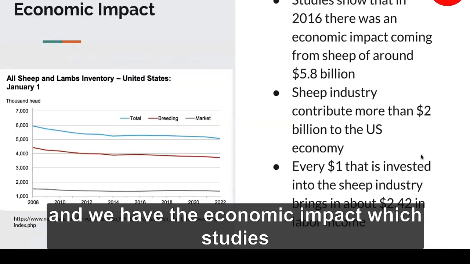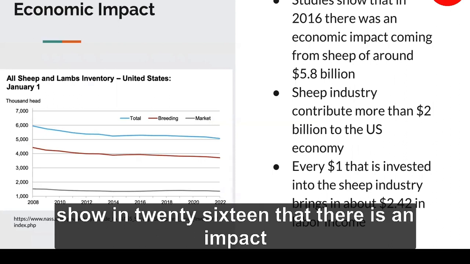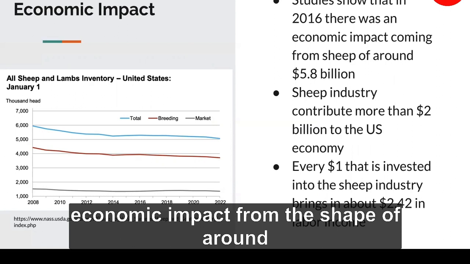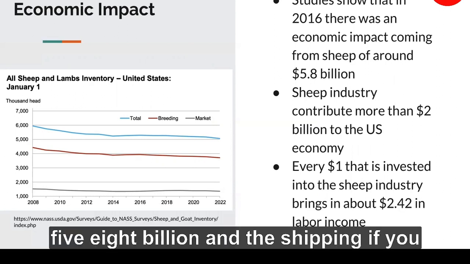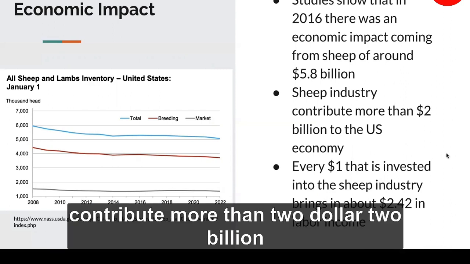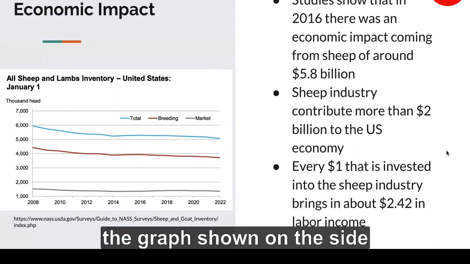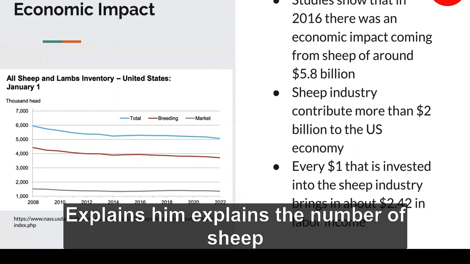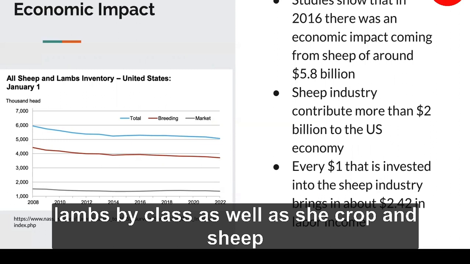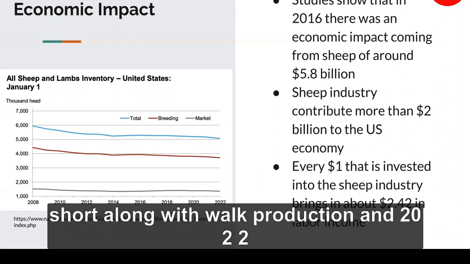And we have the economic impact, which studies show in 2016 was around 5.8 billion for sheep. And the sheep industry contributes more than $2 billion into the U.S. economy. And the graph shown on the side explains the number of sheep and lambs by class, as well as the sheep crop and sheep shorn, along with wool production in 2022.